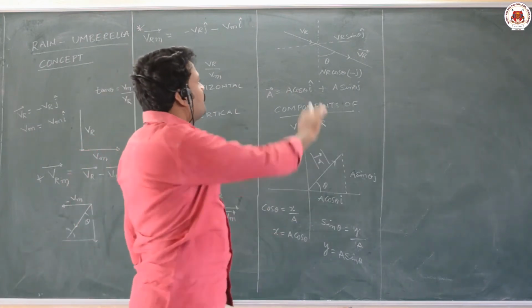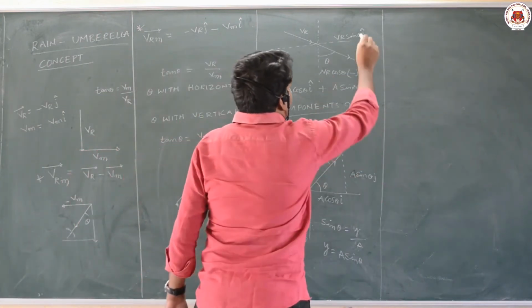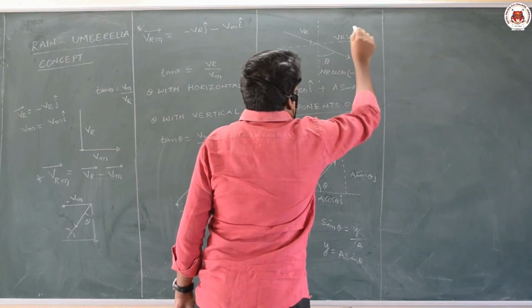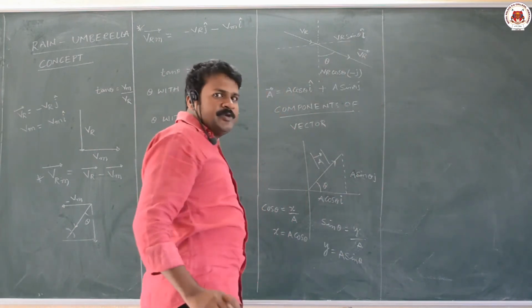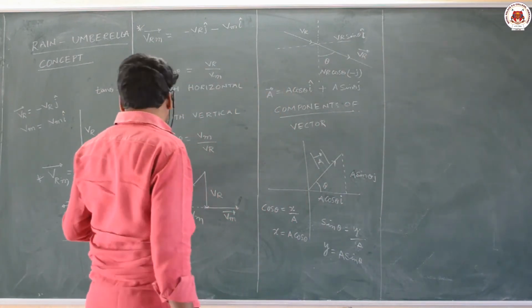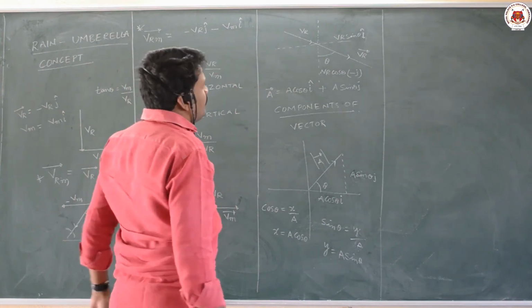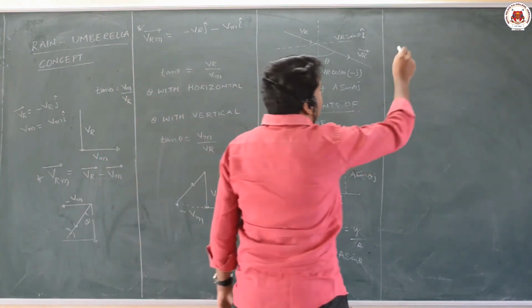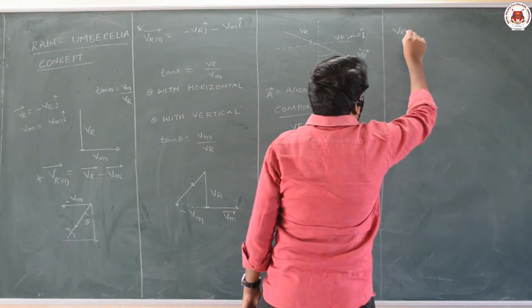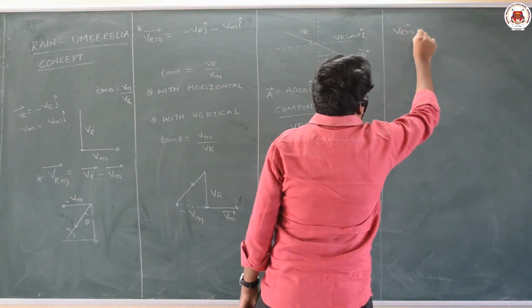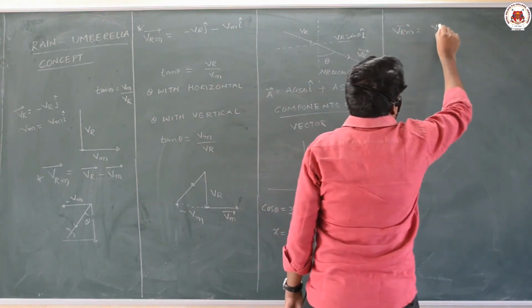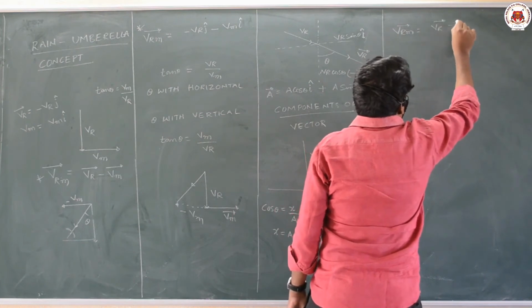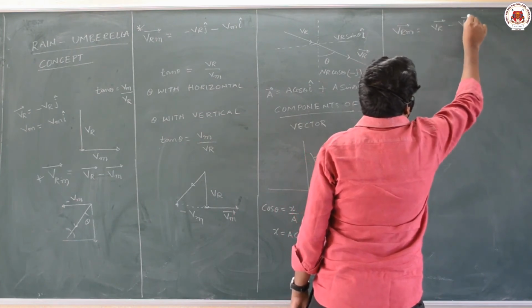After taking this velocity of rain, you take the velocity of man also. Suppose the man is moving forward, this is i, when the man is moving forward, you can take Vm i cap. Then you can calculate the relative velocity. Relative velocity you will get as velocity of rain Vr bar minus Vm bar.